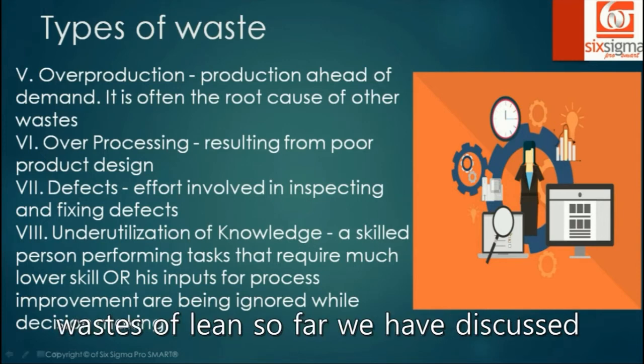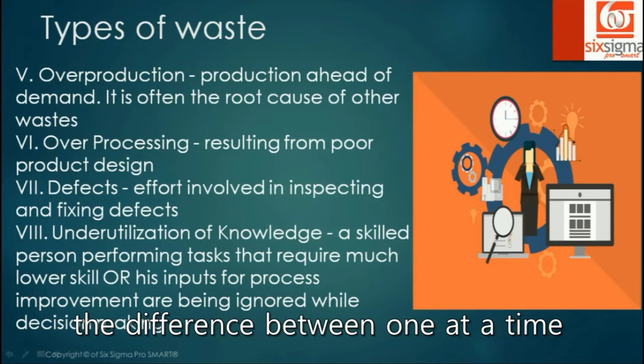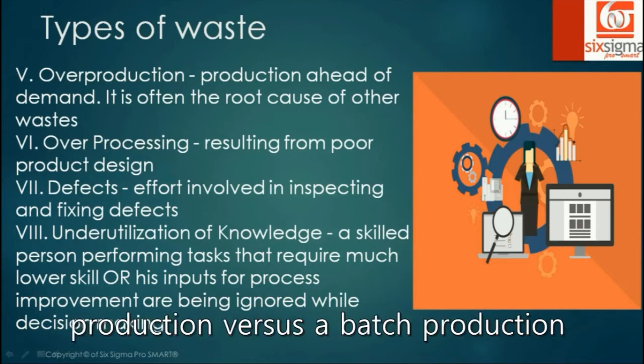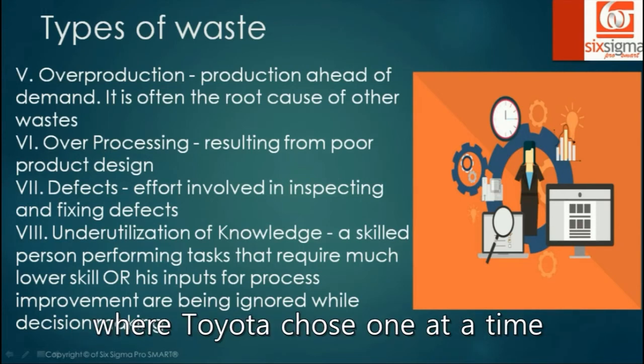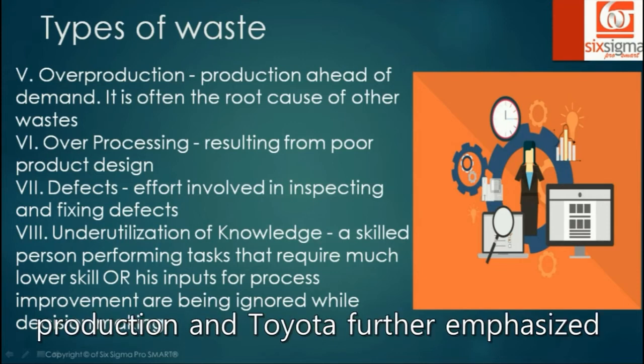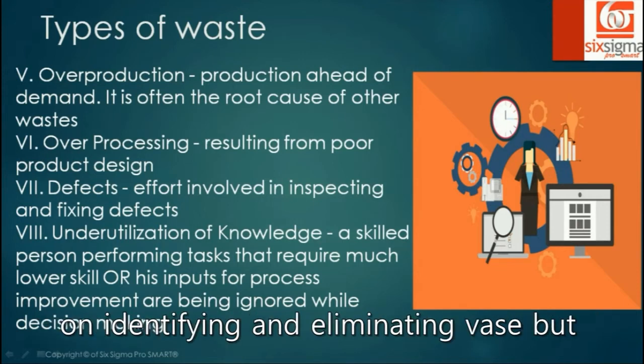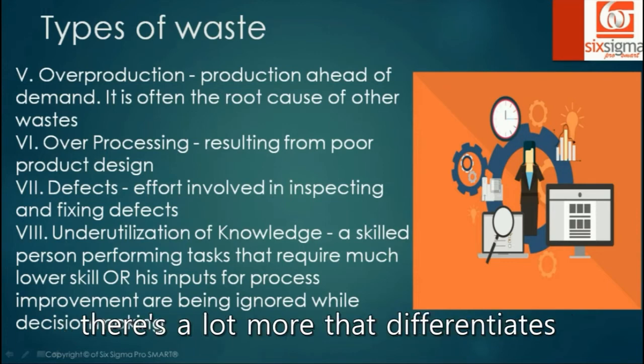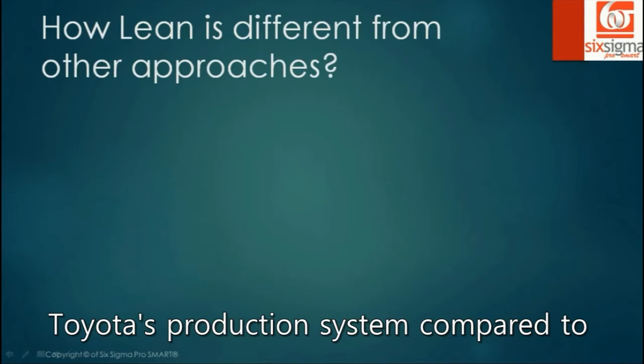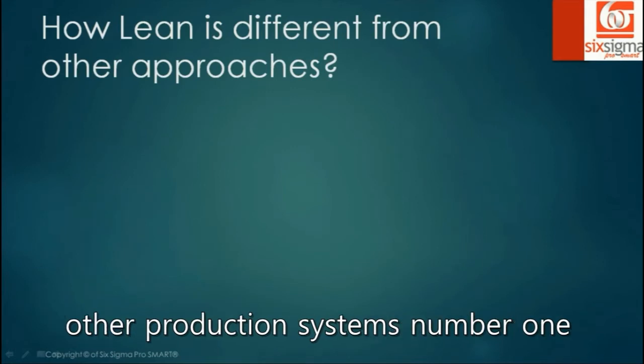So far we have discussed the difference between one-at-a-time production versus a batch production, where Toyota chose one-at-a-time production, and Toyota further emphasized on identifying and eliminating waste. But there is a lot more that differentiates Toyota's production system compared to other production systems.